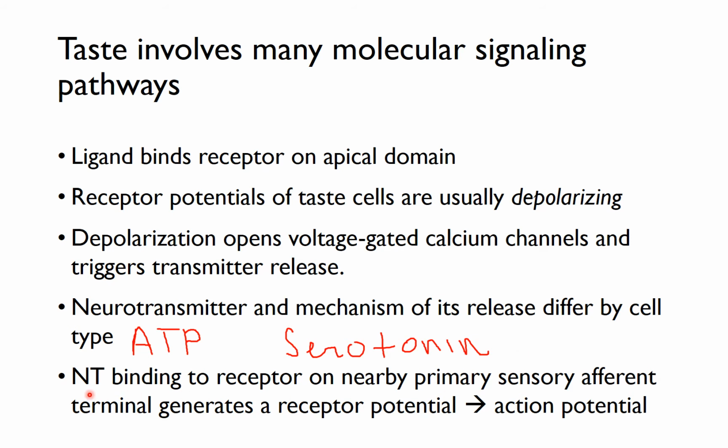And when that happens, the neurotransmitter binding to its receptor on the primary sensory afferent peripheral terminal will generate a receptor potential change that, if it is sufficient enough, again, will trigger an action potential that can initiate the signaling cascade that ends up going to the brain.